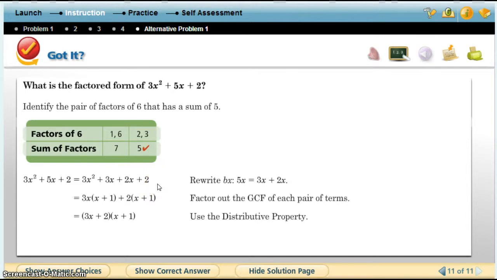Factor out the GCF of each one of those binomials, and then your binomials are identical, x plus 1. So what you have left over is 3x plus 2.